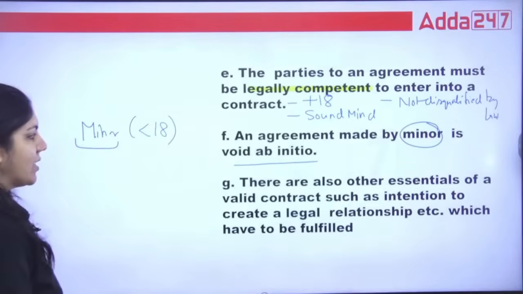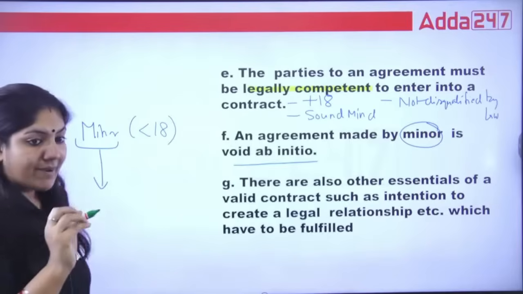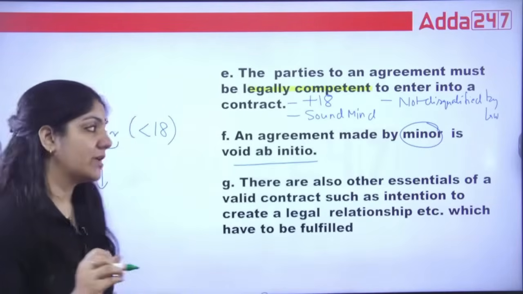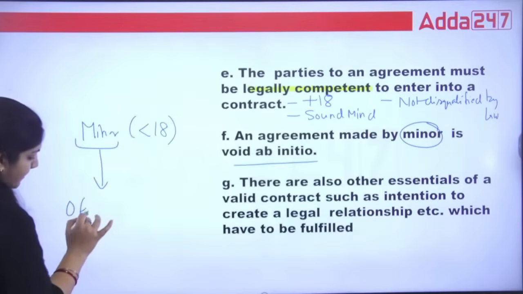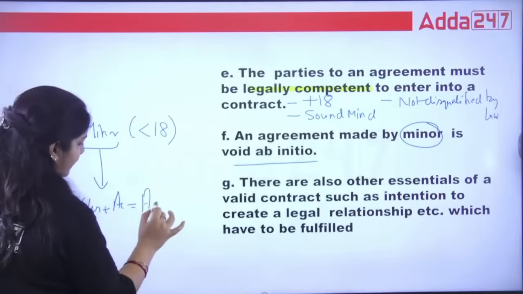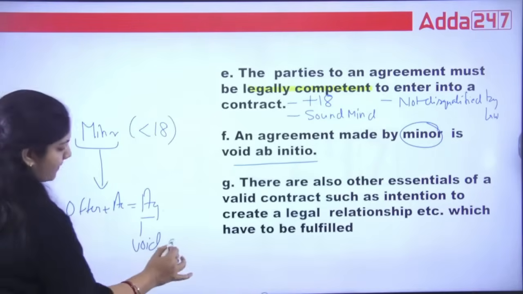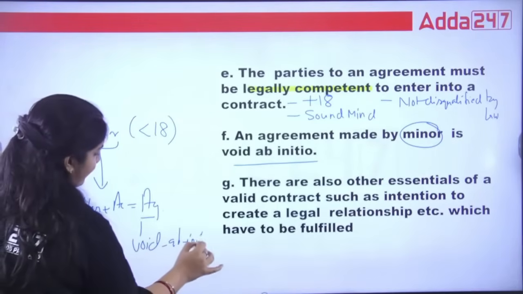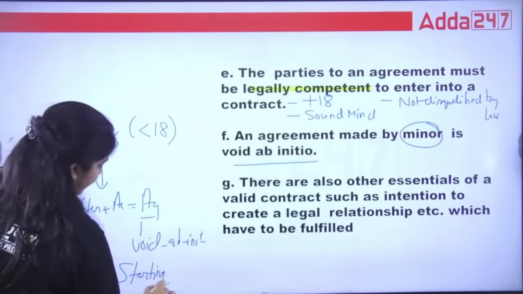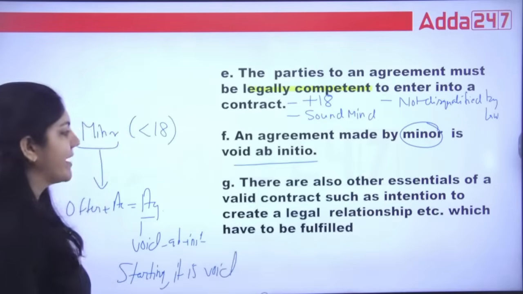Done. So now in that case, a minor's contract cannot become a contract, because if a minor gives an offer plus acceptance, which equals agreement, that agreement will be what? Void ab initio. So what is void ab initio? That is, from the starting it is void. This is called void ab initio.